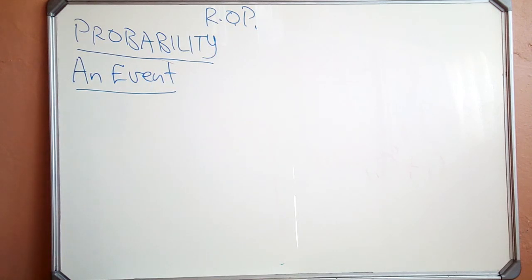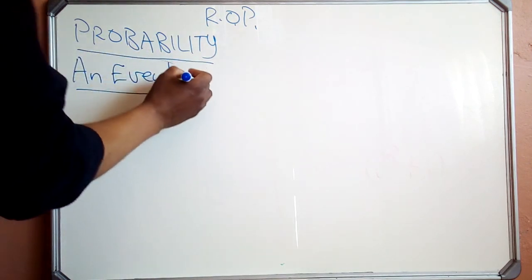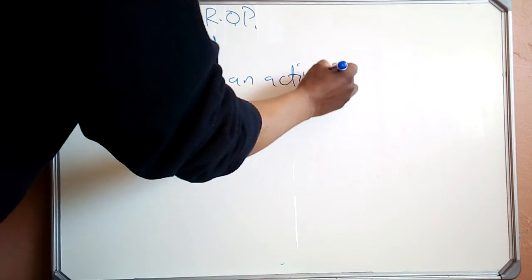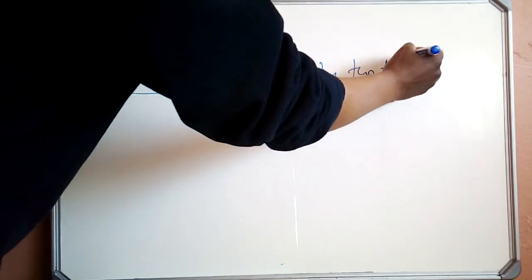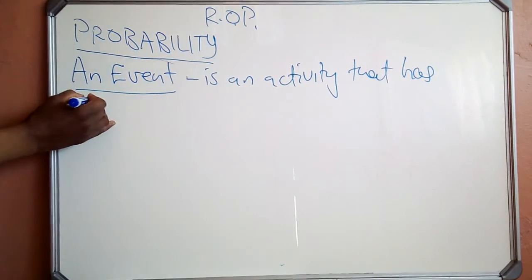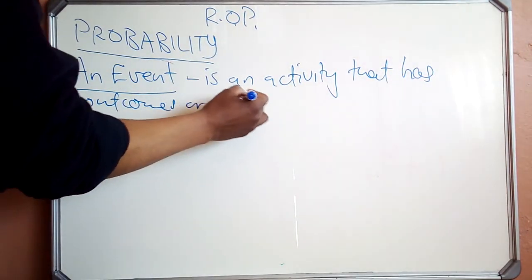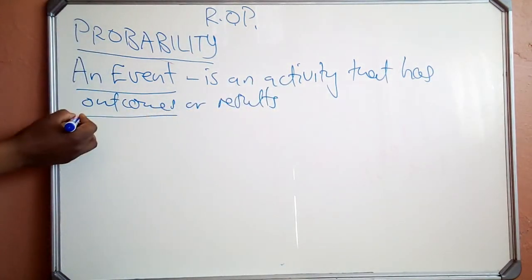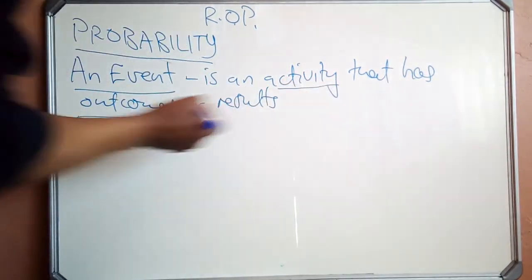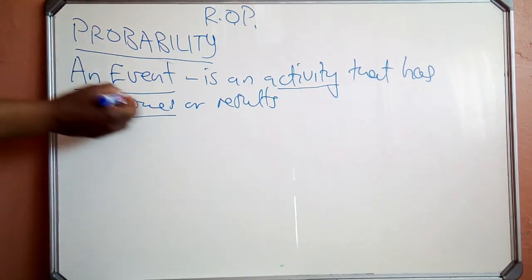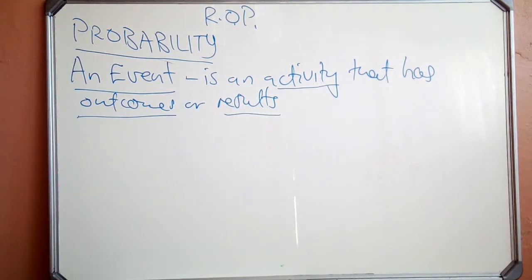In probability, an event is an activity that has outcomes or results. So we're looking at outcomes, and there has to be something that happens. The activity has specified outcomes or results, or expected outcomes or results.